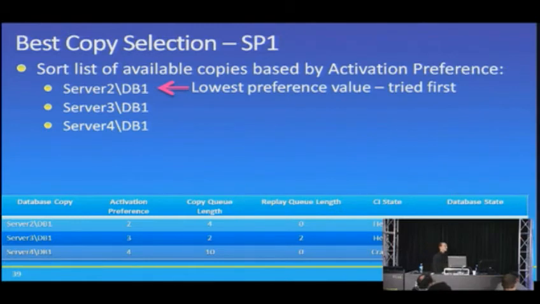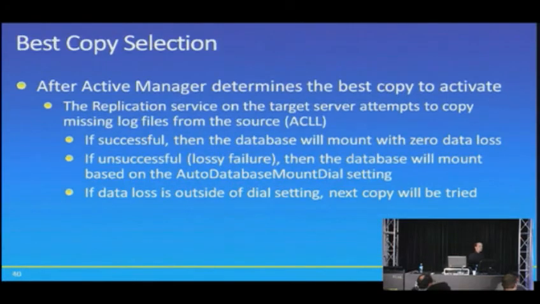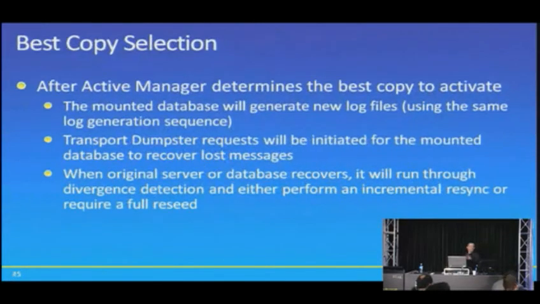Now, remember, it's Active Manager that determines the best copy to activate. And after ACL runs, that determines whether or not the database is going to be mountable. If you're within the dial setting, we'll mount the database. If you're outside the dial setting, we've got to go try the next copy. But let's assume we're within the dial setting and things worked and we've activated the copy.